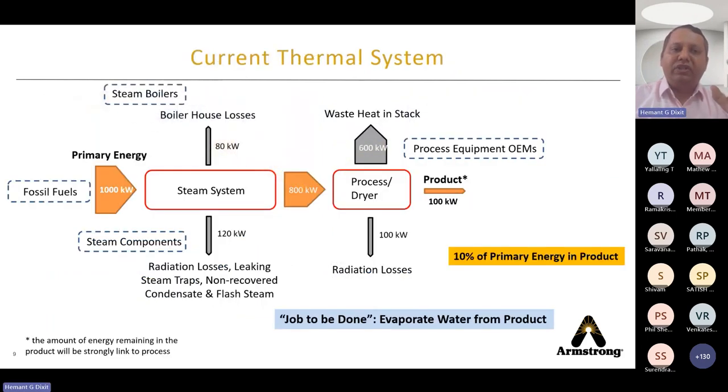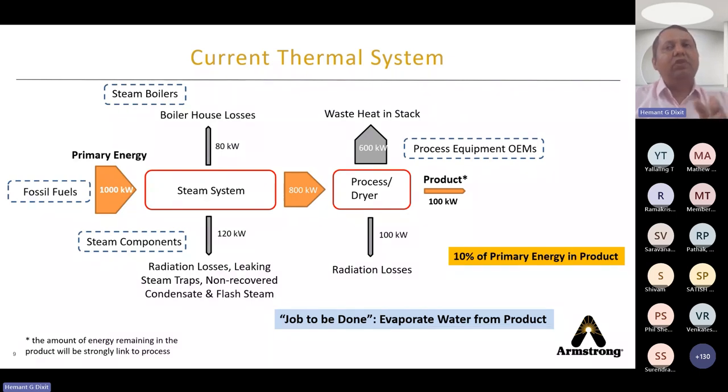And we all know the current thermal systems, because today's topic is more on heat pumps and hot water. The current thermal system includes the generation of hot water with the help of steam boilers, and the steam boilers are run with the help of fossil fuels. That is how the conventional thermal system works. If you give 1000 kilowatt as an input to this thermal system or steam system, almost 20% of the energy will be lost in the boiler house itself. It might be stack loss, enthalpy, radiation, blowdown losses and other losses.